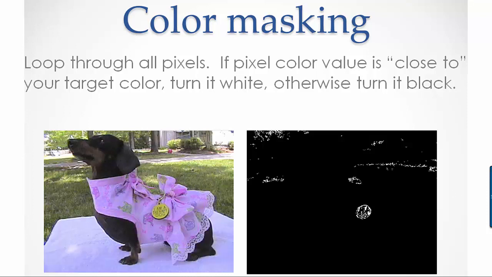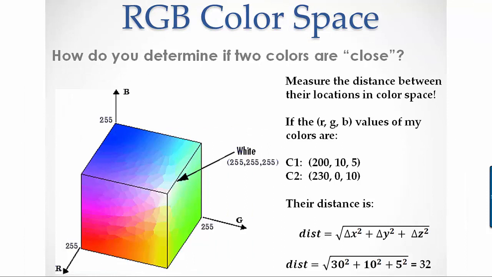So again, what you're going to do is loop through every pixel in the source image, and then the test you're going to run is whether or not that color is close to some target color. And if it's close enough, you'll turn the pixel white, otherwise you'll turn the pixel black. All right, so the question is, how do you test to see whether or not two colors are close to each other? And the answer is we're going to measure their distance from each other in the red, green, blue color space. All right, so let's think about what that means.